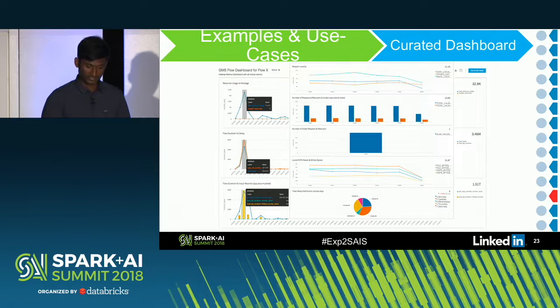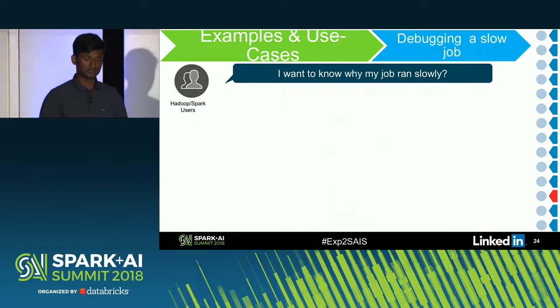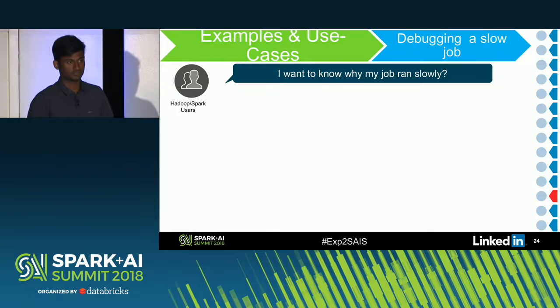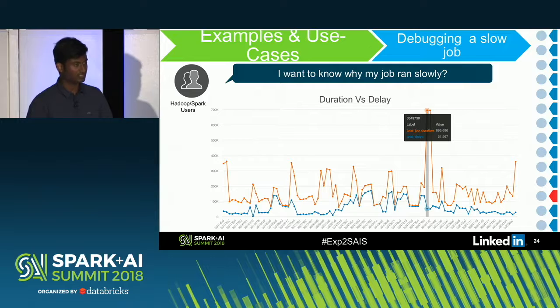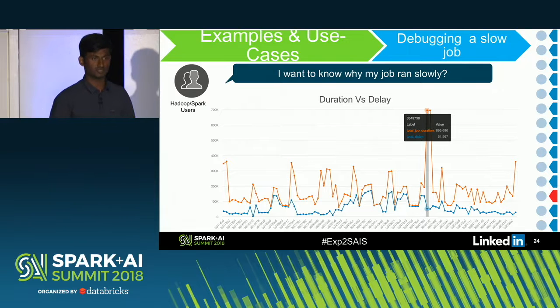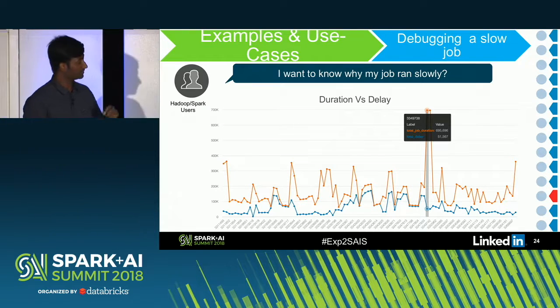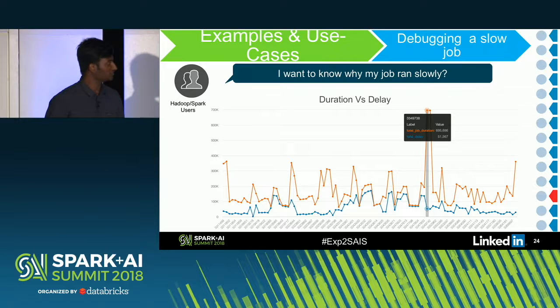So now let's look at a debugging use case where a user wants to debug a slow job. A job ran slow, and he wants to know why. So in this scenario, he goes to this curated dashboard. It has several different cards or graphs. He starts looking into those graphs. Here you see a graph of duration of that job against the delay. The x-axis is essentially the execution ID, so that corresponds to the Azkaban execution ID. Azkaban is a scheduler that we use for running our flows, and those numbers correspond to each execution. And on the y-axis, you see the time.